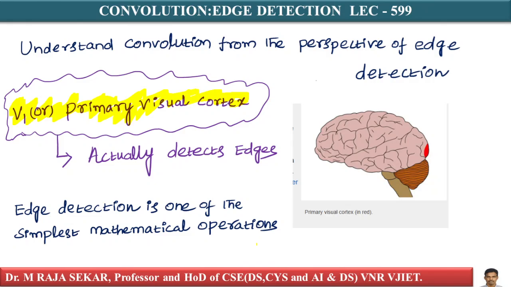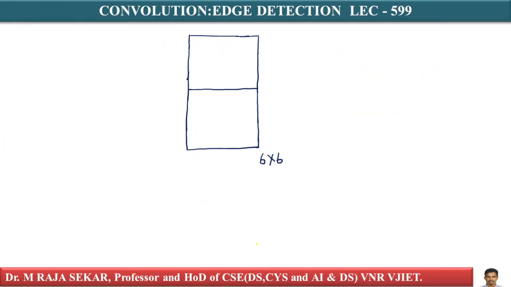We will first learn this, then we will build new things, and I will also introduce the concept of convolution from the perspective of edge detection. Let's take a simple example. Let's take a 6 by 6 image. Let's assume I have an image like this, a 6 by 6 image.